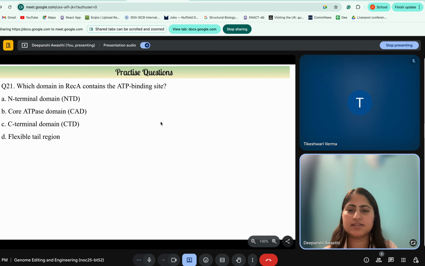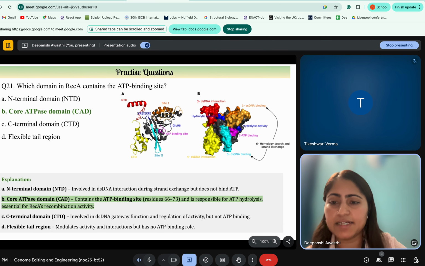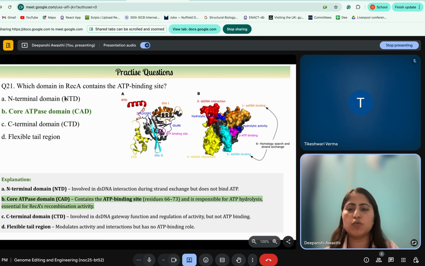Yeah, so this means the guess is right. So option B is right, which is core ATPase domain. When we looked into the figure, we know that there is an N-terminal domain as well as a C-terminal domain. Both of them do not bind to ATP. They have a central site where the ATP binds, and this site is present in the domain known as the core ATPase domain. So core means it is present in the internal site, it is not externally present. So this is the core site, the core ATPase domain, where the ATP can bind.